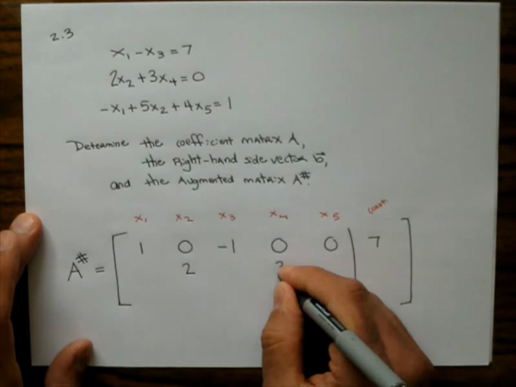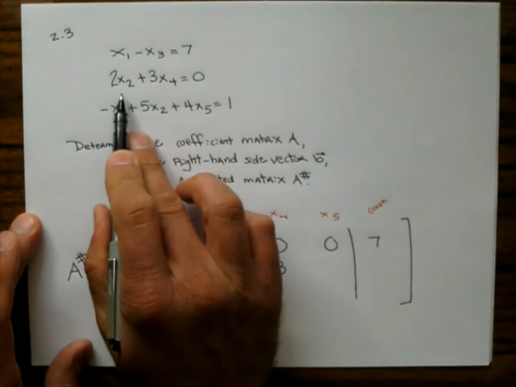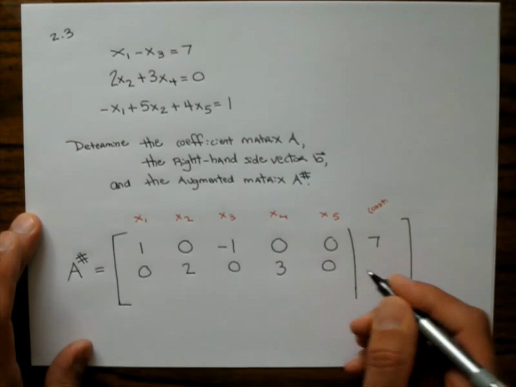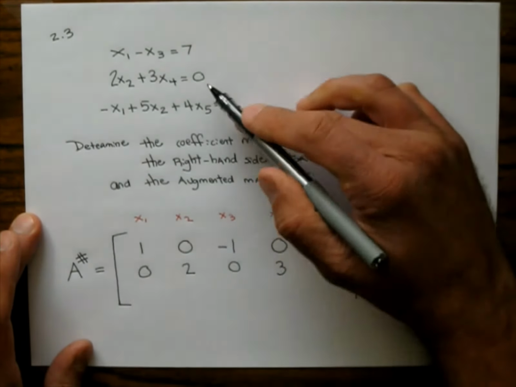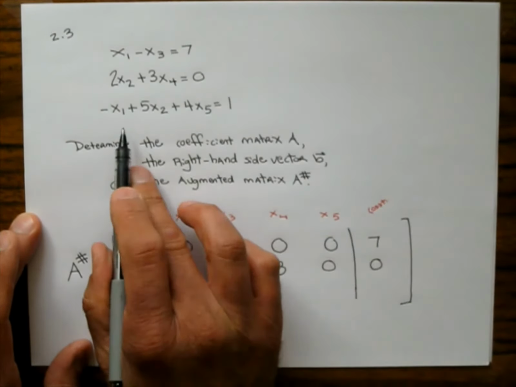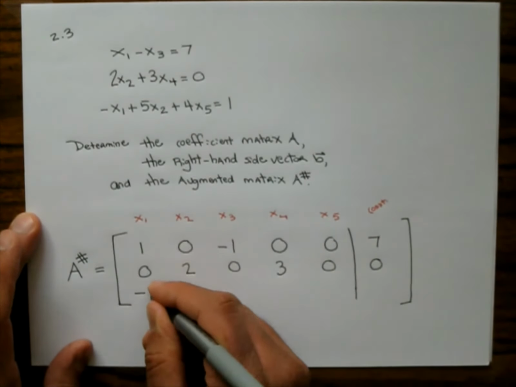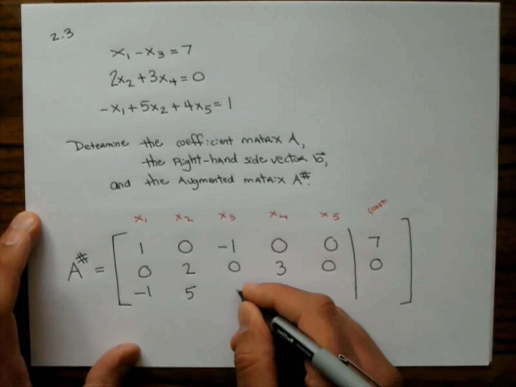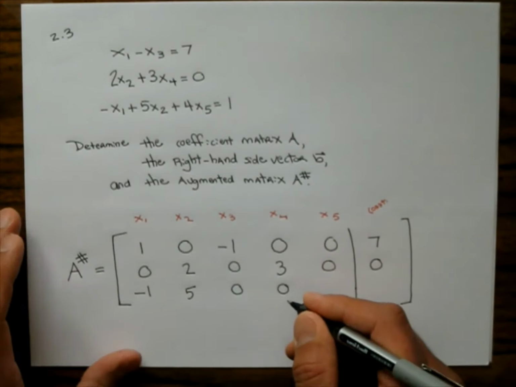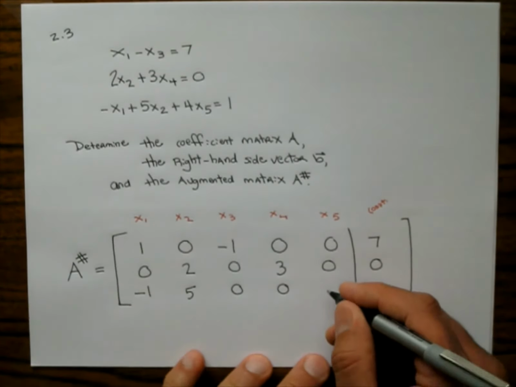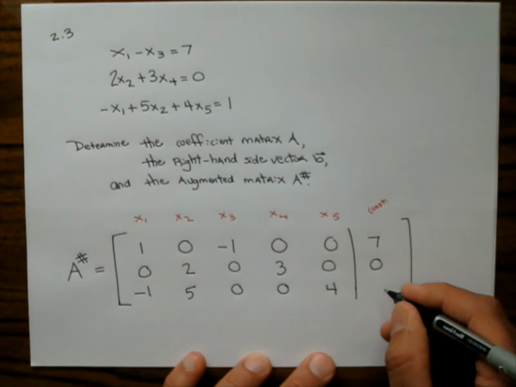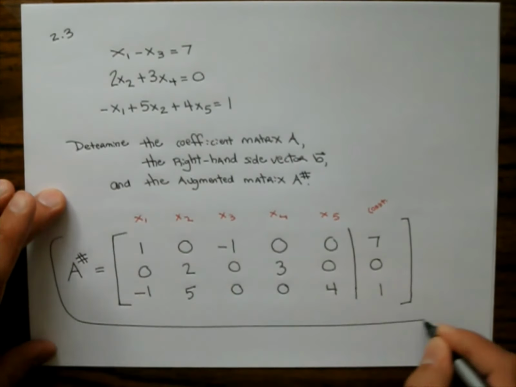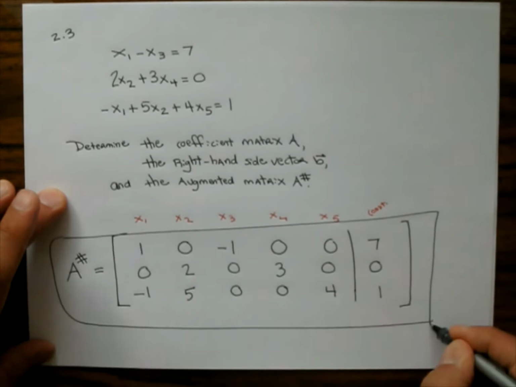2x2 plus 3x4. And then all the other variables are missing in that equation, so they're zeroed for their coefficients. And then you have a 0 here for the constant on the right-hand side. And then this third equation says negative 1x1 plus 5x2. There's not an x3 or an x4, so those are zeros. And we have a 4x5. Of course, our right-hand side part is a 1. So this gives me the augmented matrix, which was the third thing they asked for.